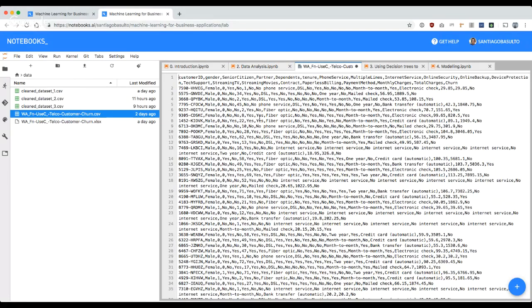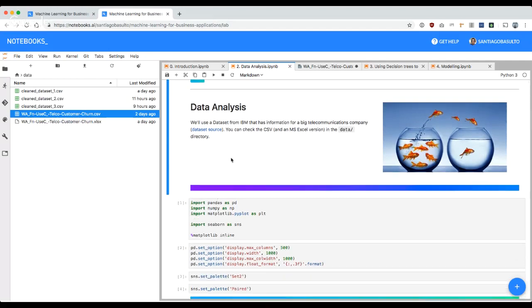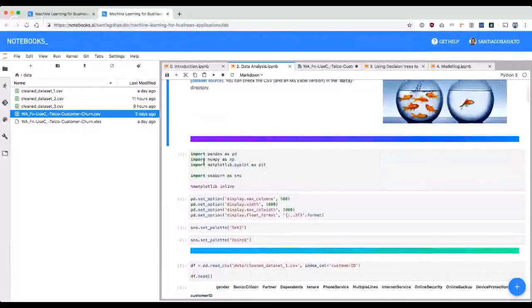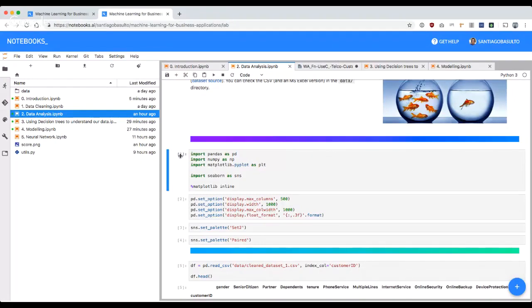Again, this is customer churn. This is the original data set we have pulled. You have the source here in case you want to read a little bit more about it. It's actually from the IBM website, so you can check it out. We've done a little bit of both cleaning in notebook one and data analysis on notebook two, just very likely because, to be honest, the data set was very clean already.